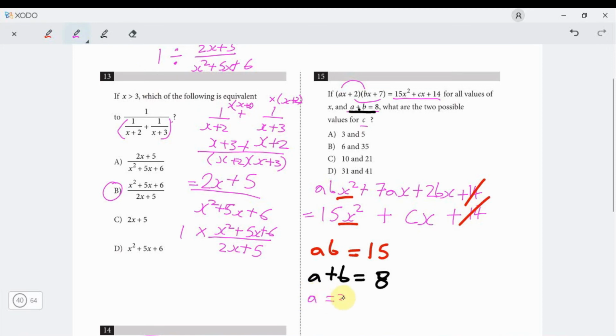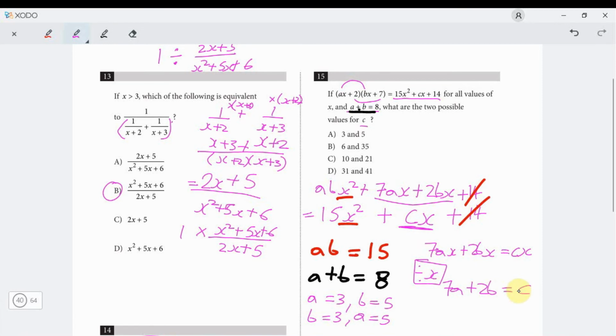So it's either a equals 3 and b equals 5, or b equals 3 and a equals 5, right? And then from the middle part, this is c. We have cx right here. So cx must equal 7ax plus 2bx. If you set up that equation, 7ax plus 2bx equals cx, we can divide through by x and get 7a plus 2b equals c.